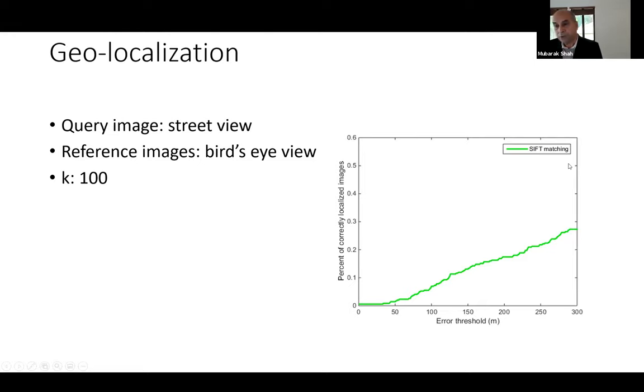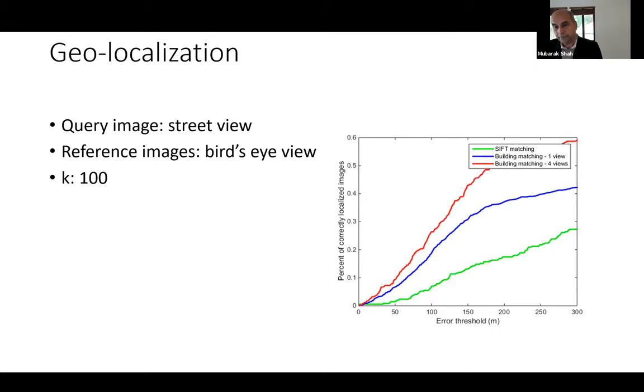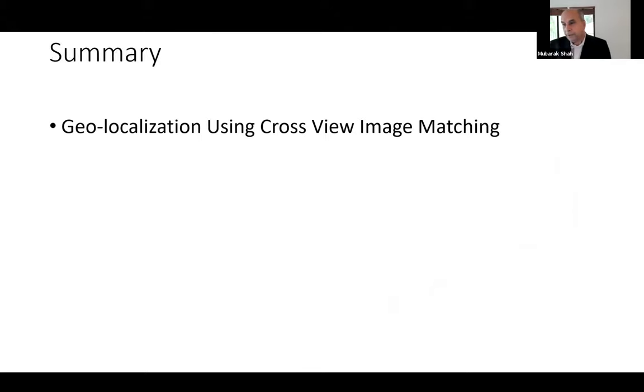So this is if you use just SIFT matches. As we see, that's pretty poor. Now here we do the building matches, but we use only one view. But the street view has four views: front, back, left, and right. And when you use all views, we can significantly increase that. So in summary, we solved this geolocalization problem, cross view image matching, and detect buildings instead of SIFT points.